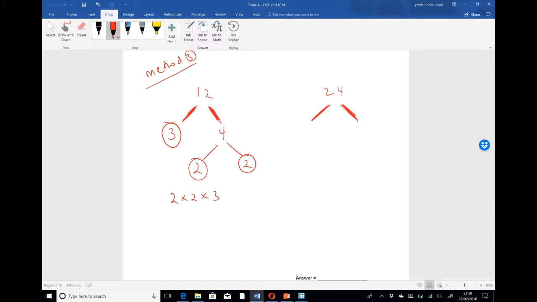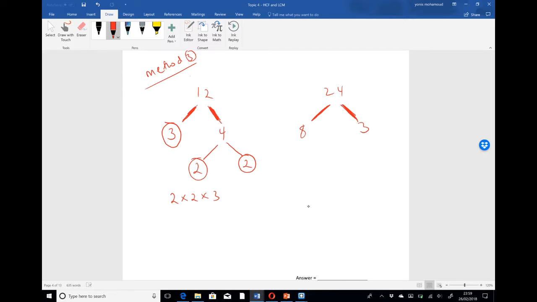Okay, so two numbers that give me 24. I can think of 8 and 3, but obviously you can do 6 and 4, 12 and 2, or 4 and 6. So it's completely up to you. Then you have a look at 8 and 3 in turn. So let's have a look at 3.